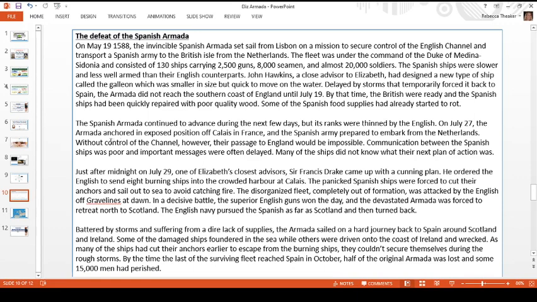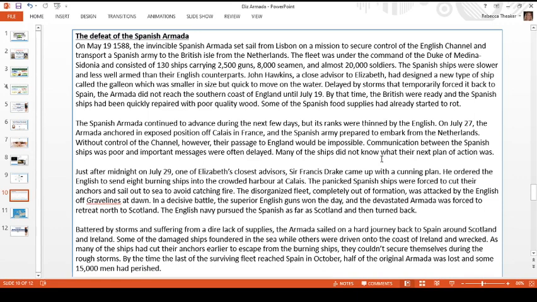So anyway, the Spanish Armada anchored in quite an exposed position in an area known as Calais, which is a coastal part of France. The Spanish army prepared to embark from the Netherlands, so they are trying to get more equipment, more weaponry, more soldiers from the Netherlands. However, without control of the English Channel, which they don't fully have at this point, their passage back to England would be impossible.